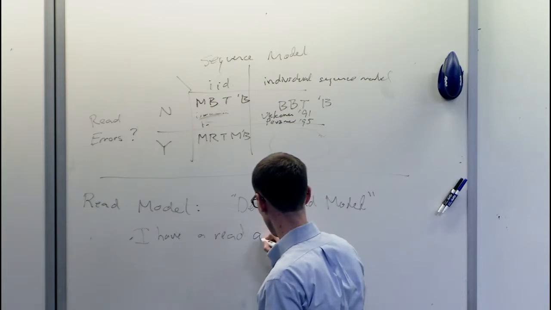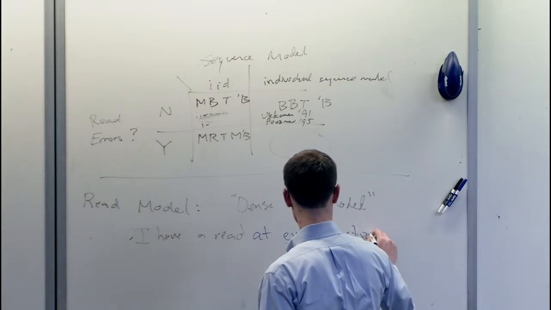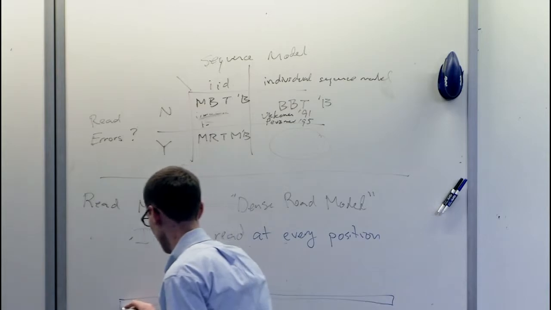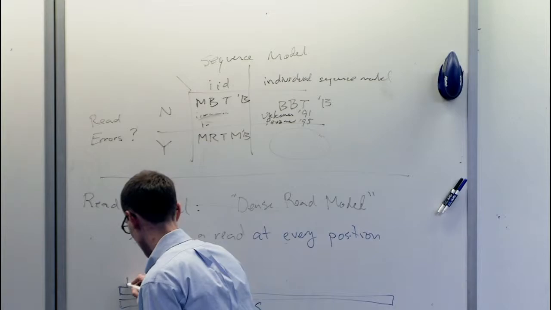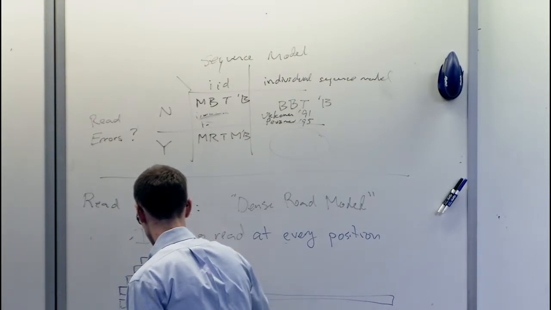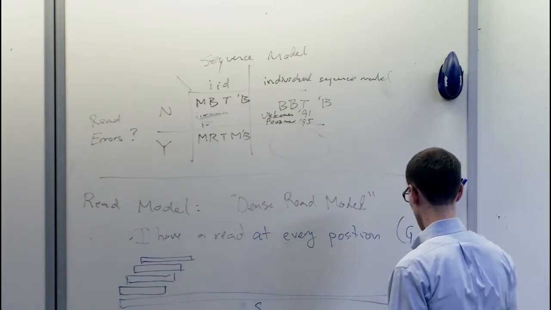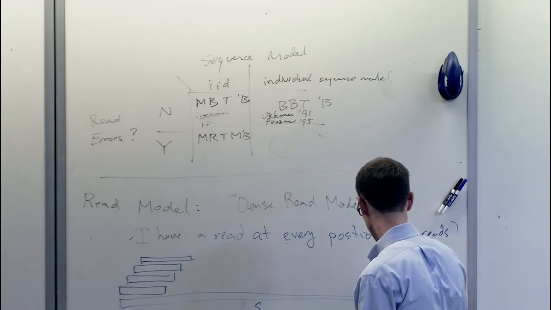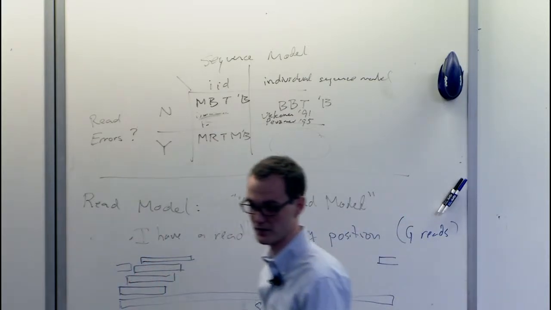I have a read at every position. Okay, so basically I have my sequence S here. And my reads are just taken at every single position in this sequence. So I have G reads. And we assume that this sequence is cyclic. So to avoid edge effects, a read taken, say, at the very end here will wrap around and connect over there. Okay.